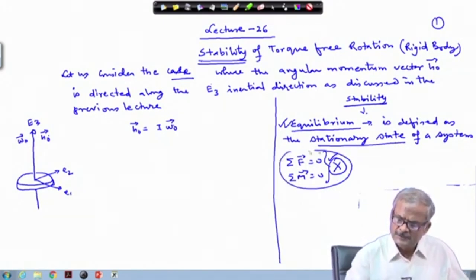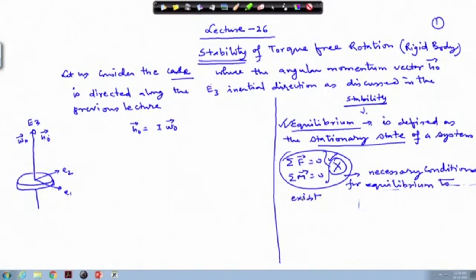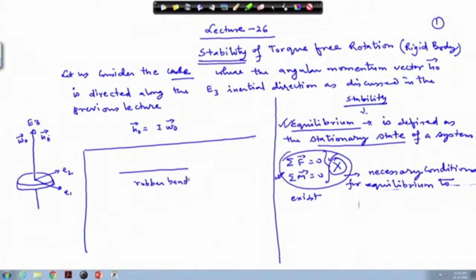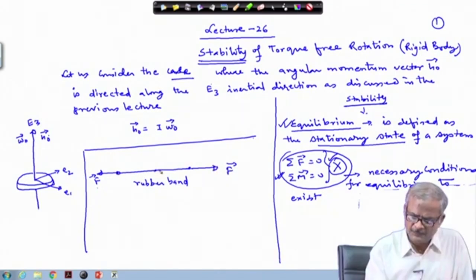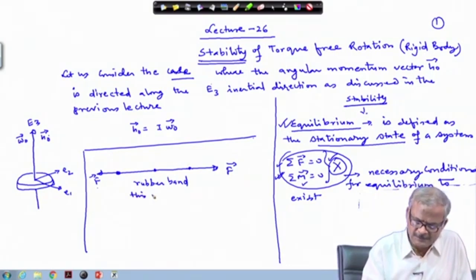Now, these two conditions are the necessary conditions for equilibrium to exist, but this does not guarantee that your system will be in equilibrium. Take the case of a rubber band, and apply equal forces in both directions. Here F and F are directly opposite to each other, and if you take the moment about this point, the moment will also vanish. So, both these conditions are satisfied, but as you apply these two forces, the band will stretch. Therefore, this is not in equilibrium.